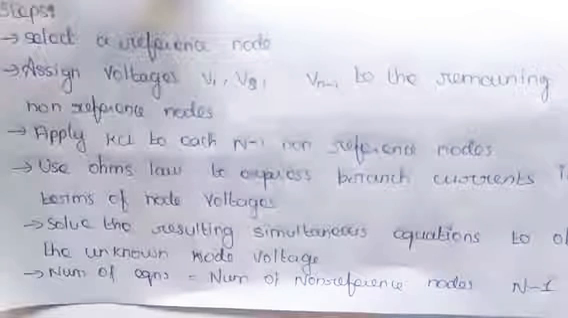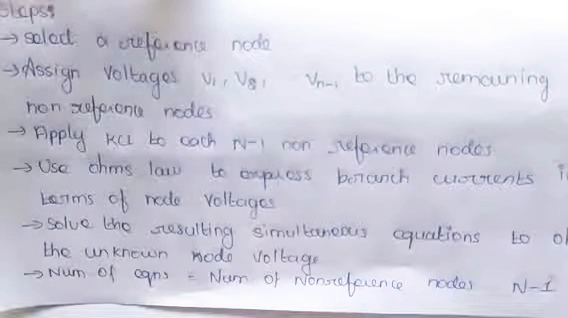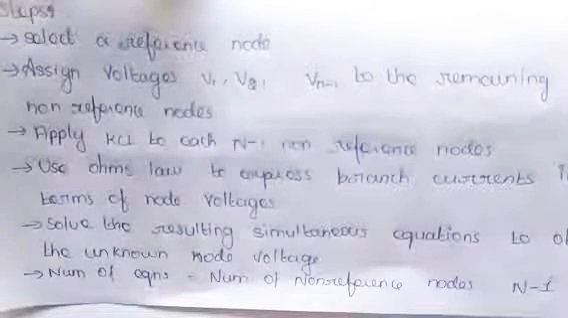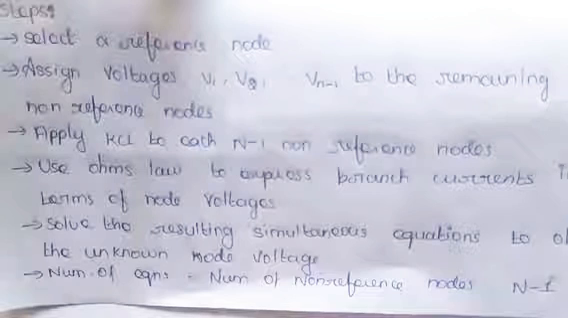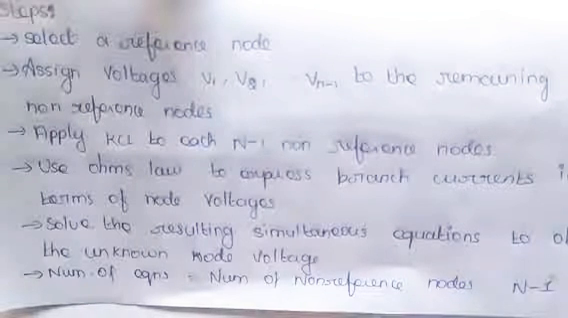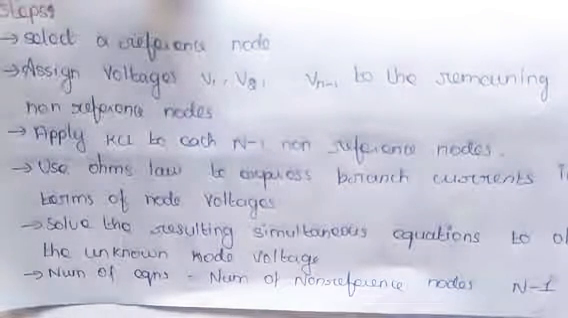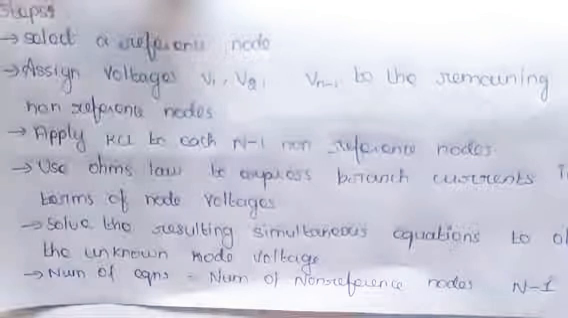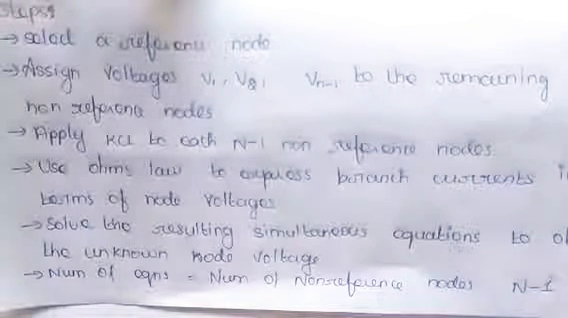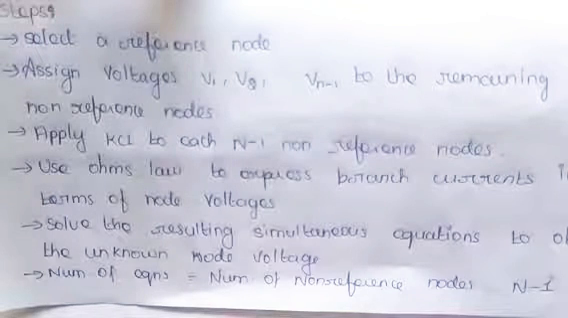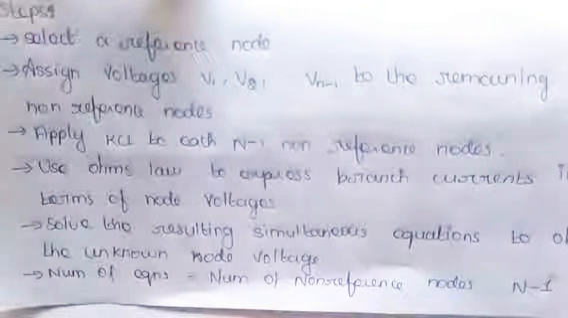These are the steps to be followed when we analyze any electric circuit with the help of nodal analysis. If the circuit contains n number of nodes, we should select one node as a reference node and assign 0 voltage for that particular node. So the remaining n minus 1 nodes of the circuit are called non-reference nodes and we should assign voltages V1, V2, V3 etc. up to Vn minus 1 for all those non-reference nodes.